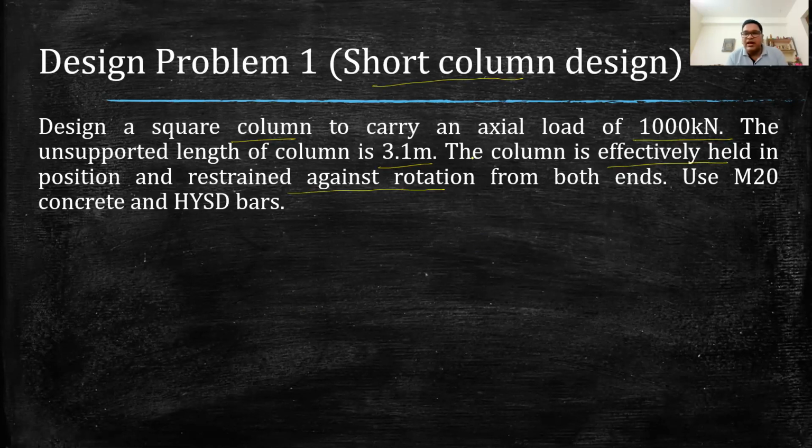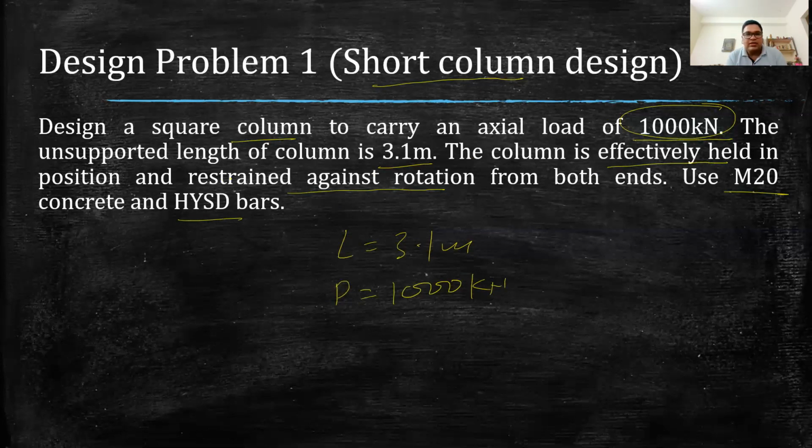So here the end conditions of the column is also given, how firmly it is connected, and the grade of concrete and grade of steel is also provided here. So here the given data is the unsupported length, which is 3.1 meter, and the design load is also given, how much load it is supposed to carry. So that will be 1000 kilonewton, and then the end conditions is also given.